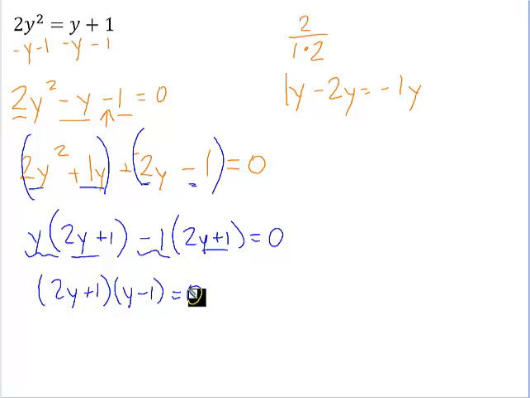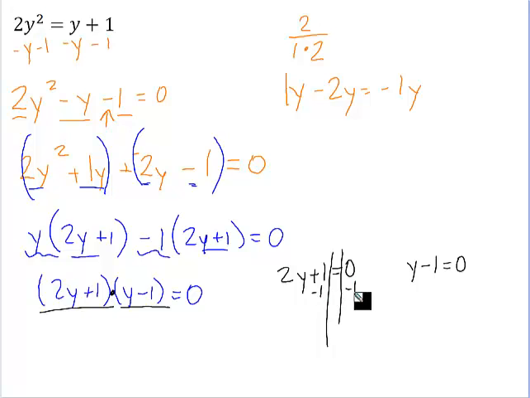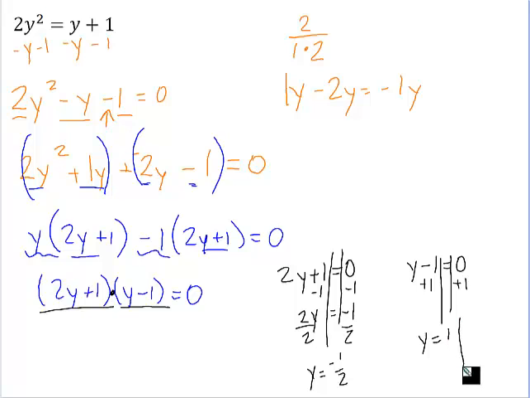We're going to use our zero product property here again. So we have two things being multiplied together that are giving us 0, so one of them has to be 0. So 2y plus 1 has to be 0, or y minus 1 has to be 0, and we solve them both. So first equation, we subtract 1, so 2y equals negative 1. Divide by 2, so y is equal to negative 1/2. Second equation, we just have to add 1, so y is equal to 1. So two solutions here: y equals negative 1/2 and y equals 1.